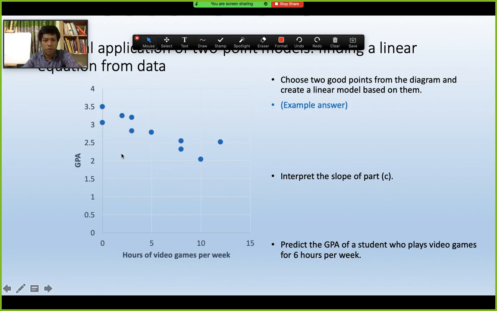So for this data, try to find out a model. Then I will show the solution here. Give it a try to find out a model for this data.